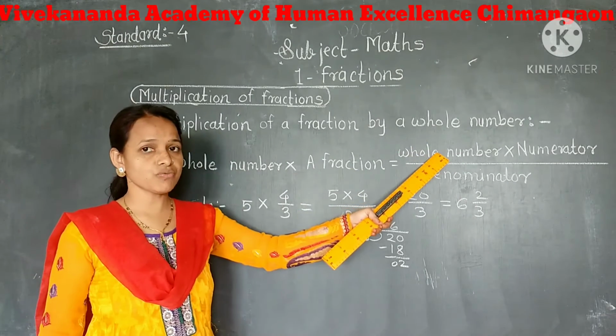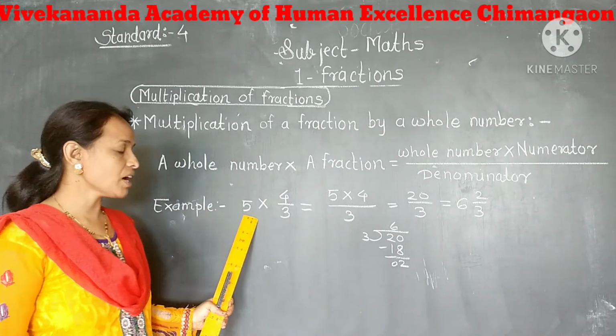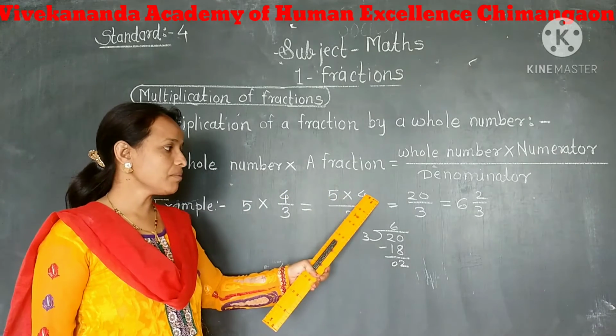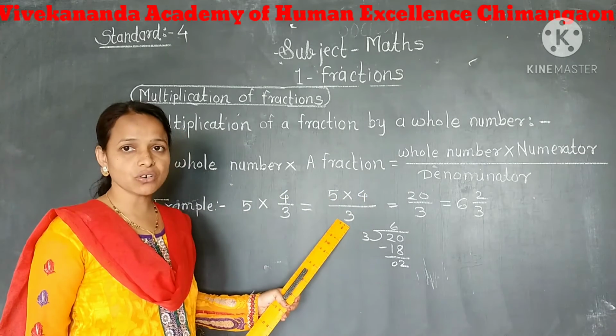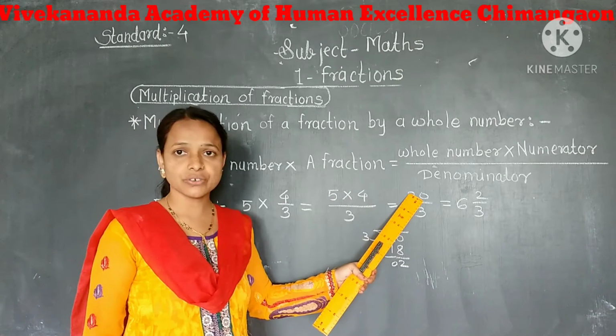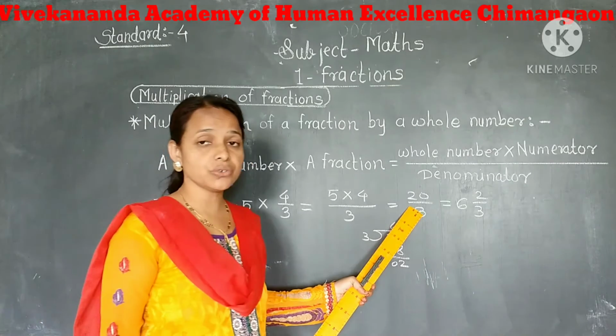Now we have to use this formula. Whole number multiplied by numerator. So here the whole number 5 is multiplied by the numerator 4, upon the denominator of the fraction, which we have written here as 3. 5 fours are 20, 20 upon 3. But we have to reduce it into lowest terms.